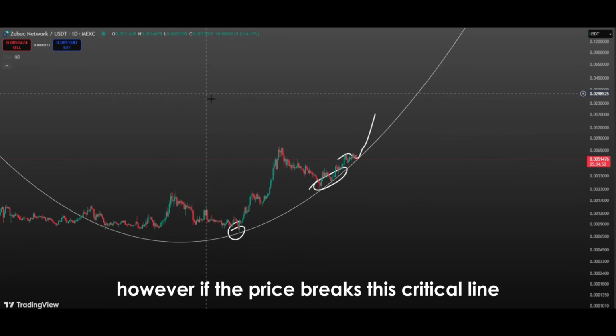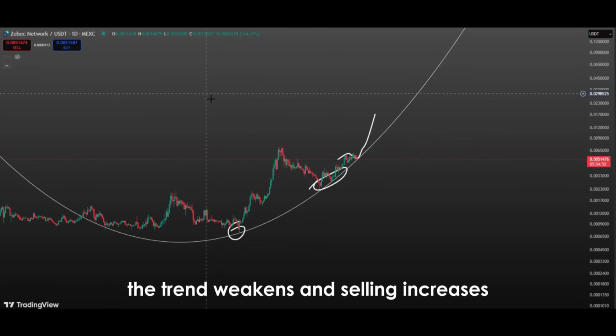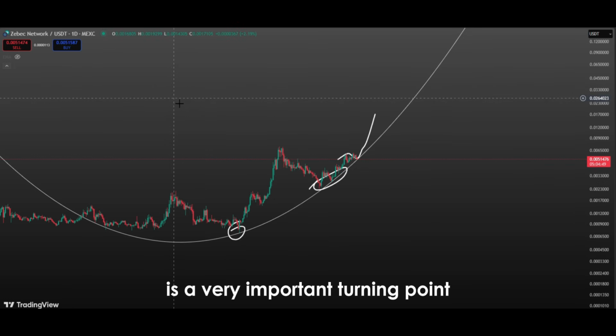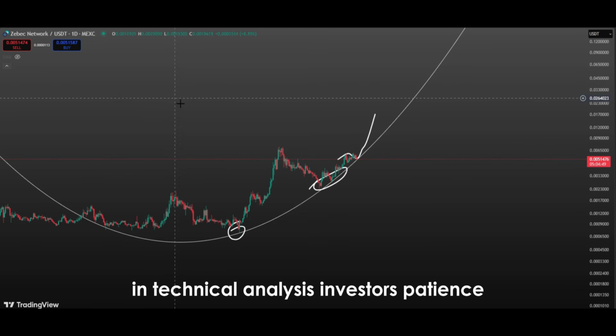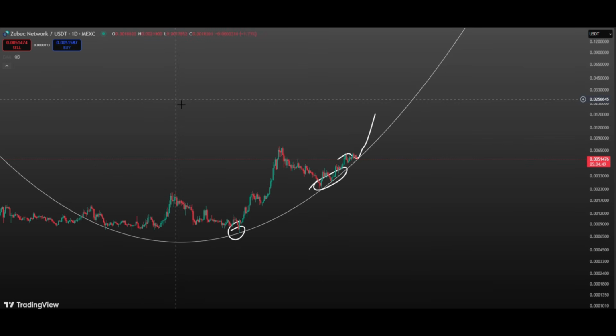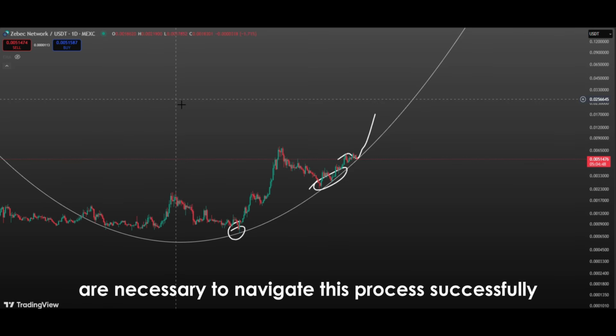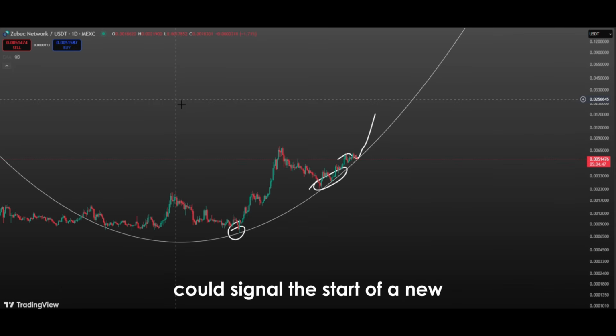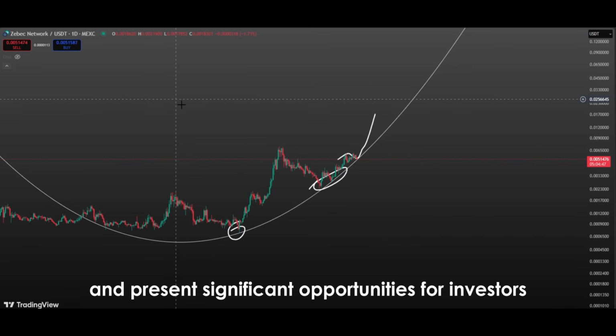However, if the price breaks this critical line, the trend weakens and selling increases. Therefore, this moment when the price touches the upward curve is a very important turning point in technical analysis. Investors' patience, careful observation of market conditions, and proper risk management are necessary to navigate this process successfully. Thus, the price touching and reacting from the upward curve could signal the start of a new upward wave in the market and present significant opportunities for investors.